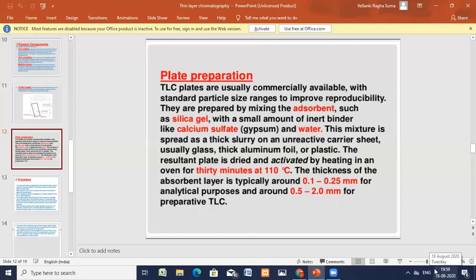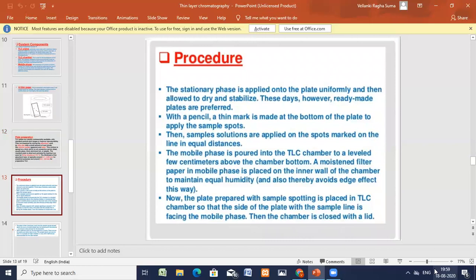So we can use commercially available plates, or we can prepare them by the pouring, dipping, spraying, and spreading methods. Now we'll see the procedure, the development of the chromatogram. First thing is application. Micro syringes are used for the purpose. Capillary tubes can also be used for the application, the chromatogram preparation. Now the development chamber.